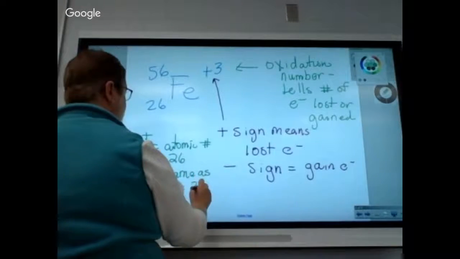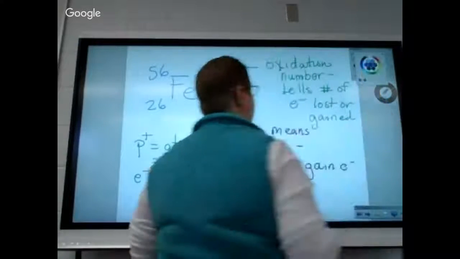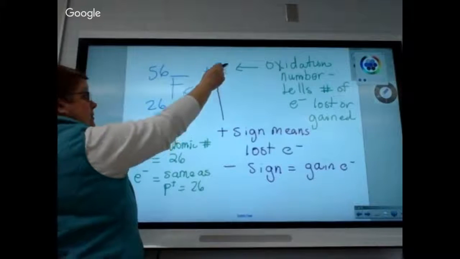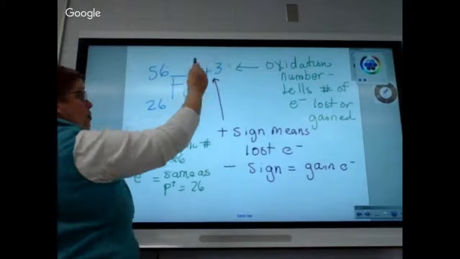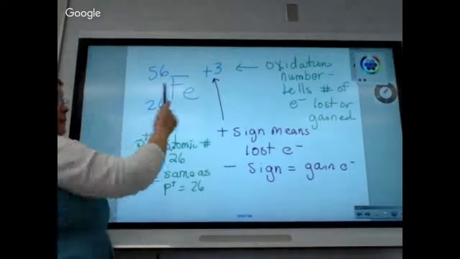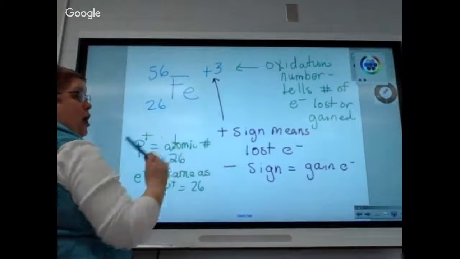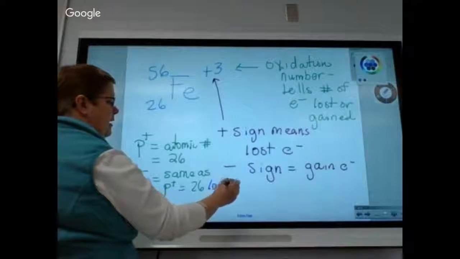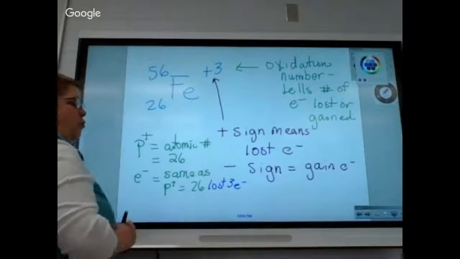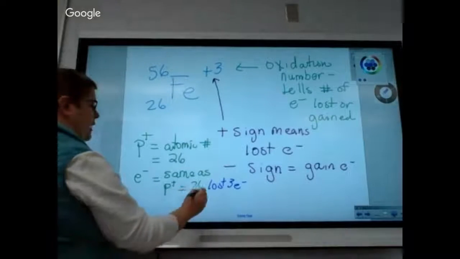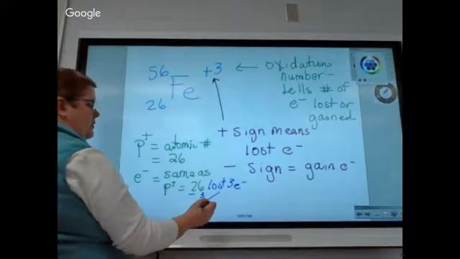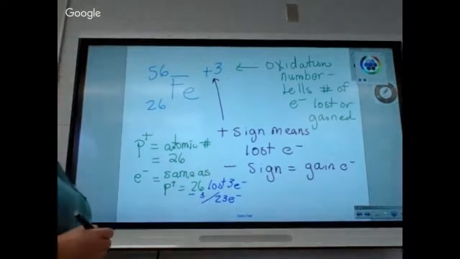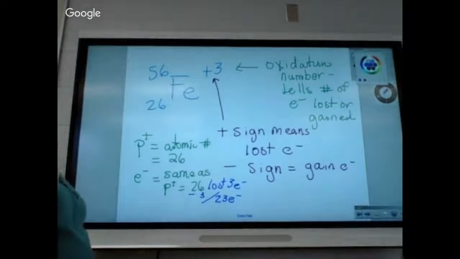All right. Here's the new piece. Now, the electrons have to factor in that plus or minus 3 or whatever number's up there, right? So that plus sign means what? You lost 3. So we lost 3 electrons means that we subtract 3. So I end up with how many electrons? 23 electrons. Now, does that change anything with the neutrons?